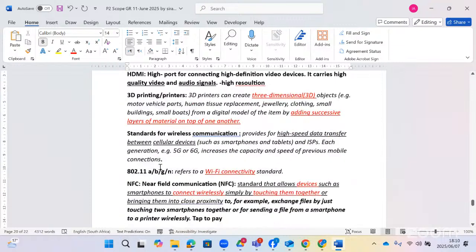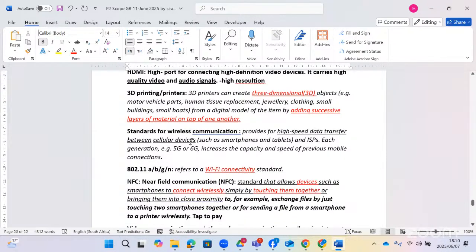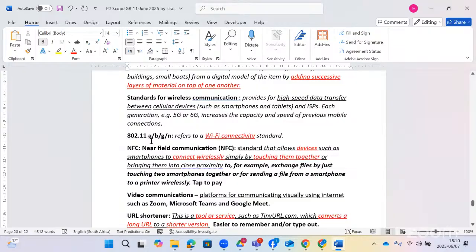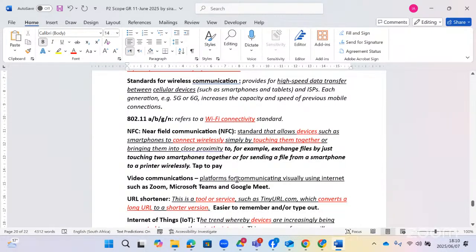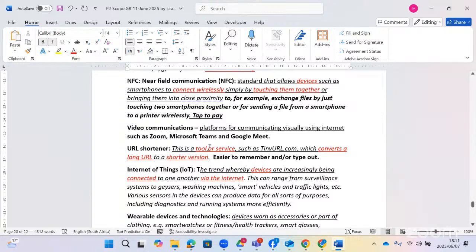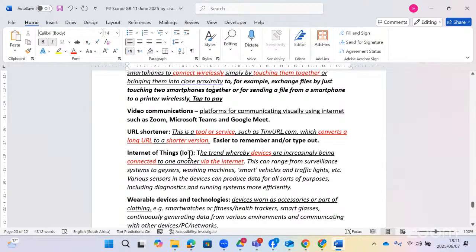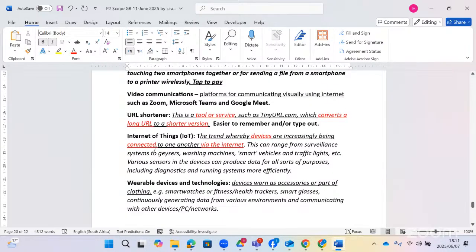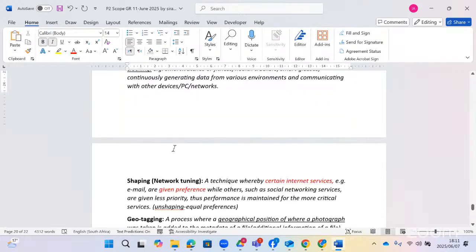HDMI, 3D printing, standard for wireless communication like 802.11, which shows Wi-Fi connectivity, NFC, near field communication, which allows devices to connect wirelessly by touching them together. The one like tap to pay, the one we use at tap to pay is part of NFC, right? And then the video communication like Zoom, Microsoft Teams, and others, URL shortener. It shortens or converts the long URL into a shorter one. IoT, we discuss it. Wearable devices, we are done.